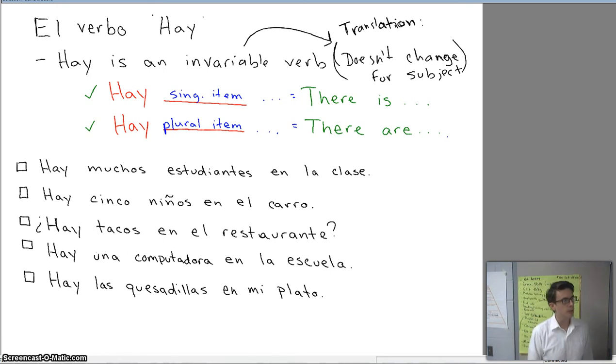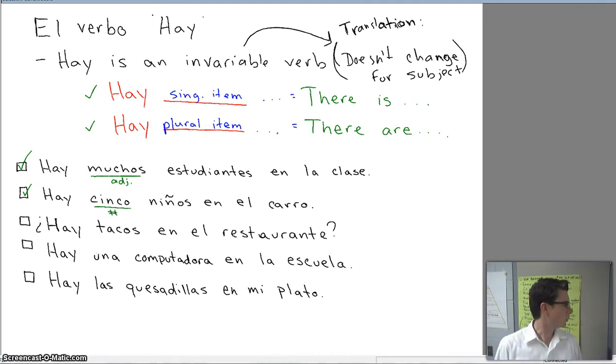We're going to mark out one of them that is an incorrect usage of the verb hay. Alright? So, hay muchos estudiantes en la clase. That is a correct usage of the verb hay. We can use hay followed by an adjective. Hay 5 niños en el carro. That was the second sentence there. Hay 5 niños en el carro. Well, that is a correct usage of the verb hay, because we can have hay followed by a number.